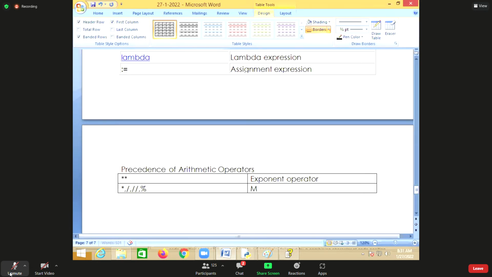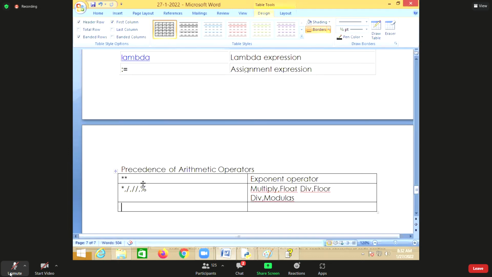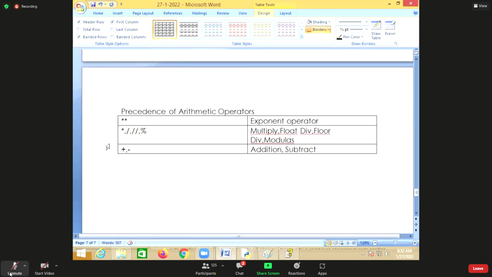Percentage. That is nothing but multiply. And next one is float division. Float division, and next is what? Floor division. These are given equal precedence. And next one is what? Modulus. Okay, modulus operator. And then next one is what? Plus and minus. Now this is nothing but addition, and one more is what? Subtraction.